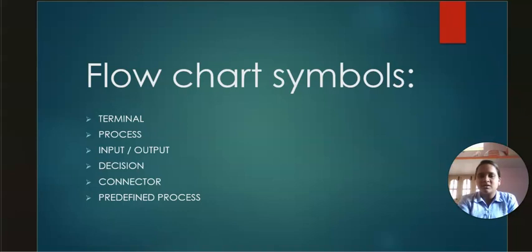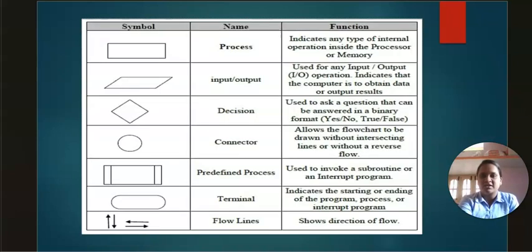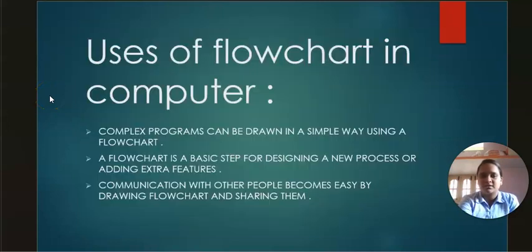Flowchart symbols: terminal, process, input or output, decision, connector, predefined process. This is the chart of flowchart symbols.